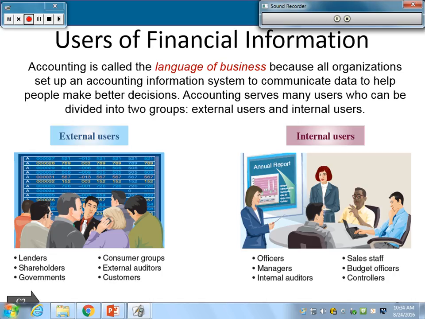Those people need that information to do what with? What do you think the internal people need financial information for? So to know what's going on with the company. Right, you need to make decisions. It's all about making important financial decisions. So here are the decisions that must be made.